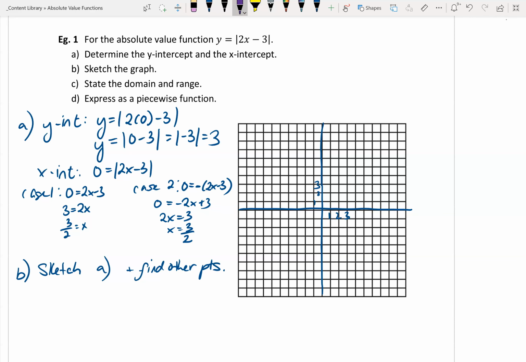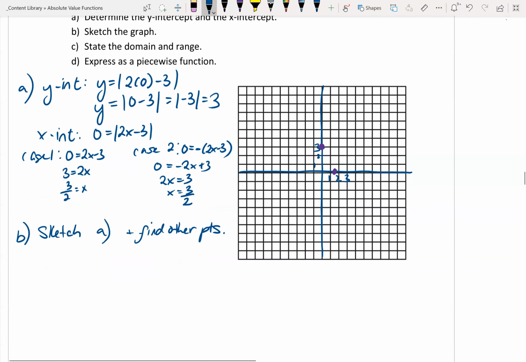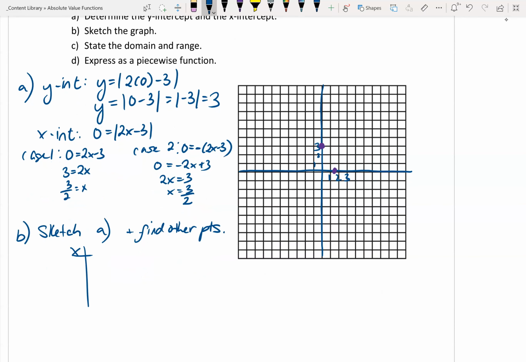Okay, so we have a point at (0, 3), which is our y-intercept. And then our x-intercept is at 1.5. These are the two points we have so far. We're going to now look at other points. I'm going to draw a table of values, and I'm going to take a look at the other side of x equals 1.5.